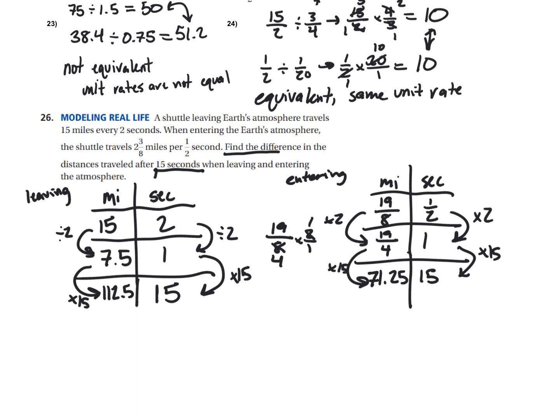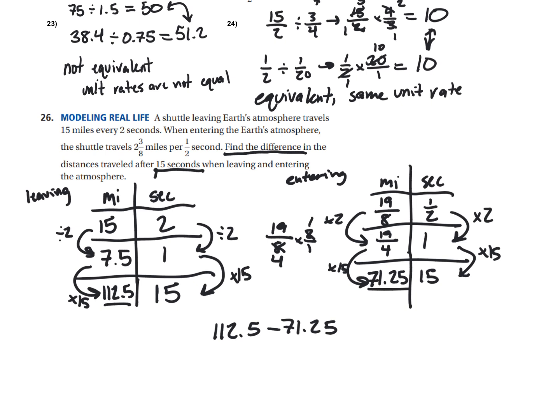Lastly, it says let's find the difference. Think about the word difference. That means it's a subtraction. I'm looking for how much longer or how much further does it travel between leaving and re-entering. All right. So if we do that, we are going to take these two numbers and we're going to subtract the bigger one from the smaller one and get our difference.